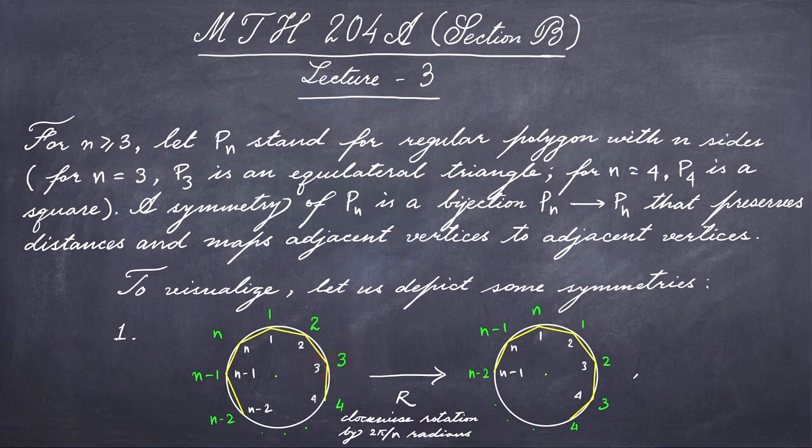Now when we apply the rotation r, which is a rotation by 2π/n radians in the clockwise direction, we can see that the first vertex has been moved to the second position, the second vertex has been moved to the third position, and on the other end the nth vertex now occupies the first position. So this is how we depict the rotation r, which is a rotation in the clockwise direction by 2π/n radians.